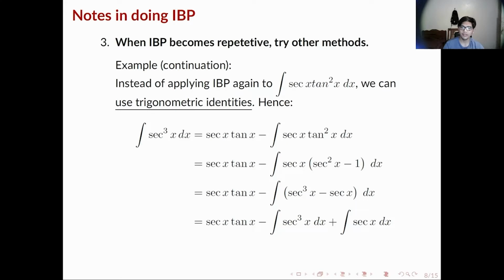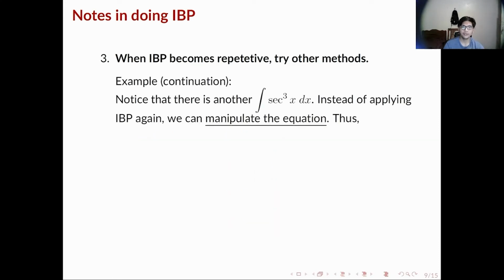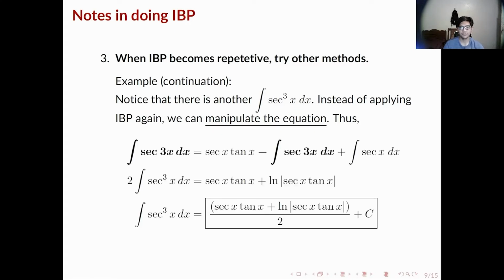Simplifying, we have secant x tangent x minus the integral of secant cube x dx plus the integral of secant x dx. So notice that there is another integral of secant cube x dx. So instead of using IBP, let's manipulate the equation na lang. So we have two integrals of secant cube x dx, one in the left hand side, one in the right hand side of the equation. So we transpose the one on the right hand side to the left one.